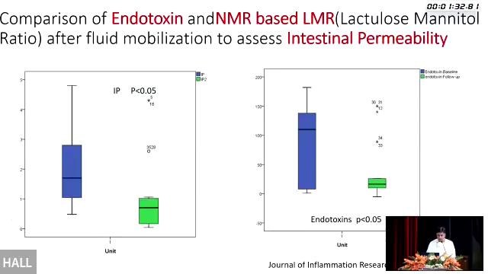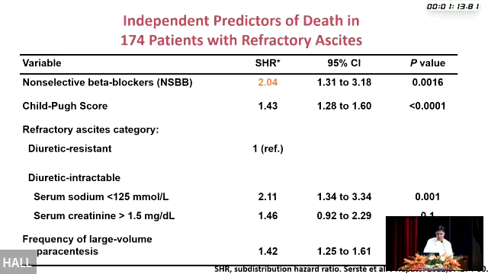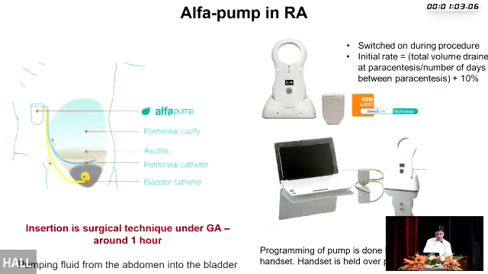Here is again the same study, showing lactulose mannitol ratio that's showing the permeability and endotoxemia. We could show a linear correlation between permeability and endotoxemia because gut is congested, endotoxins would go up. Until you counter the congested gut and hemodynamics, it's difficult to overall have a balance on altered hemodynamics. Non-selective beta blockers have shown increased mortality in one of the studies with 175 patients of refractory ascites, and if you are having difficulty to mobilize fluid, may stop it.